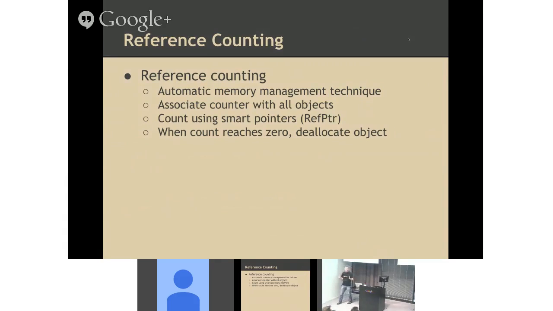Good. So let's start out with reference counting. You all know this. You're Blink programmers. You live with this, right? Reference counting is an automatic memory management technique. You associate a counter with every object, and then you use these smart pointers called ref pointers to increment and decrement the count. When the count reaches 0, that means the last reference has been removed to the object, and the object is deallocated.